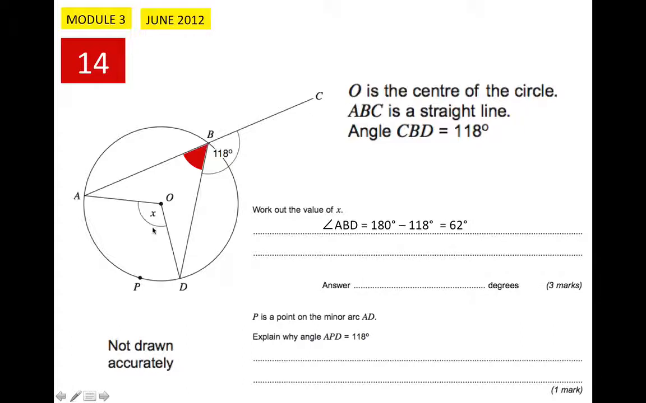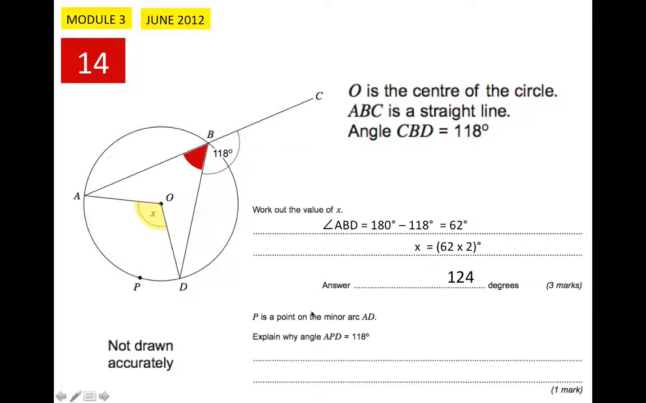And then angle x at the center is going to be twice that, because of the rule that the angle at the center is twice the angle at the circumference when the two angles come from the same 2 points, A and D in this case. So angle x is 62 times 2, which is 124.